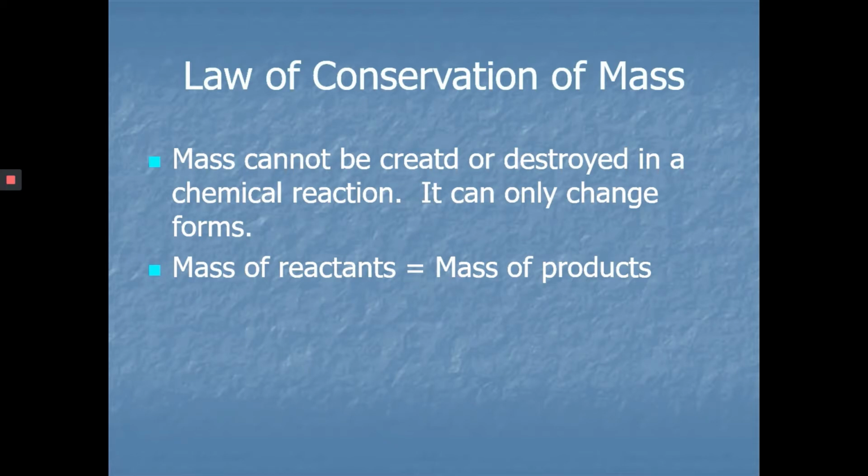And you can see in the second bullet point that a way of looking at the law of conservation of mass is that the mass of the reactants, those are the substances that you had before the chemical reaction takes place, is going to be equal to the mass of the products. Those are the substances you end up with at the end of the chemical reaction. So, law of conservation of mass: mass cannot be created or destroyed in a chemical reaction. It can only change forms. Another way we can show it is that the mass of the reactants equals the mass of the products.